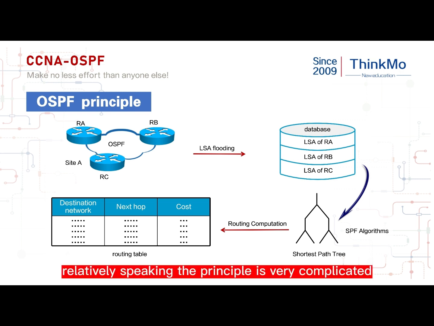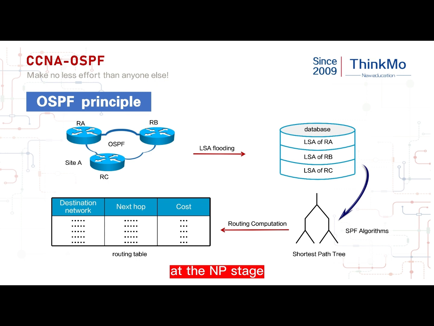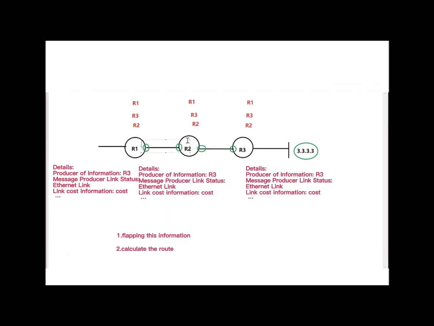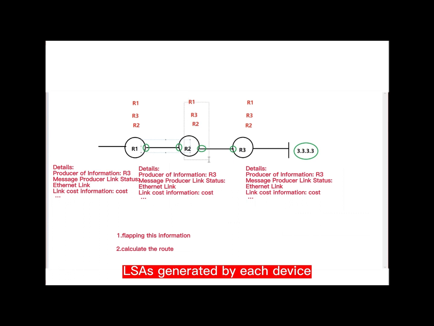Relatively speaking, the principle is very complicated. At the NP stage, you will also learn how to draw this picture based on what we've shown, with the neighbor appearance or LSA appearance. Invert this graph. So now we have to think about a question: how do the LSAs generated by each device get into the LSDB of other devices?